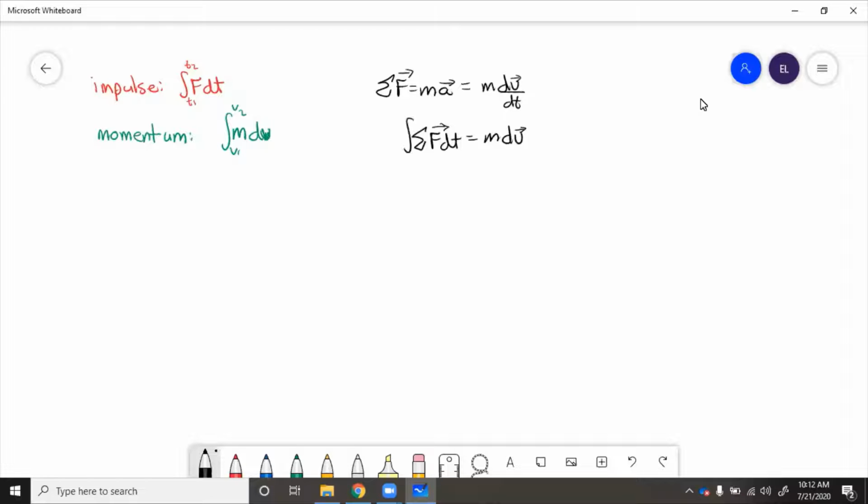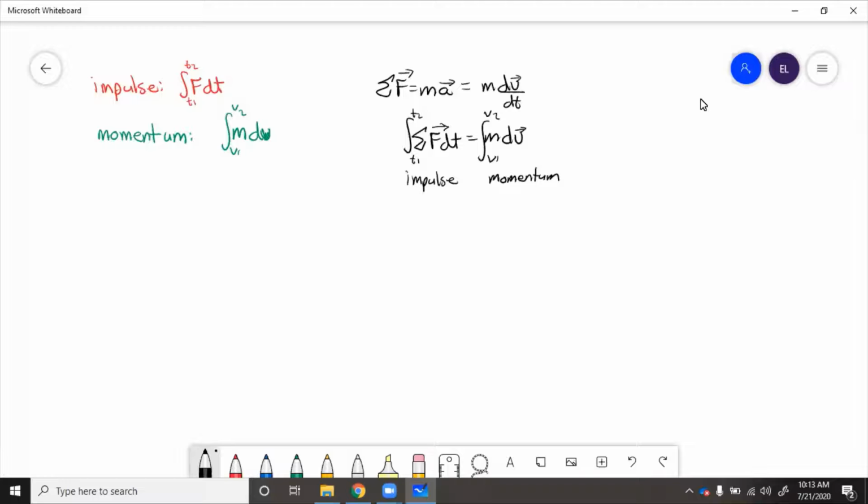So then integrate over t1 to t2, v1 to v2. So this is impulse and momentum. This is just kind of reformulating Newton's second law, but we're putting it in terms of velocities instead of acceleration.